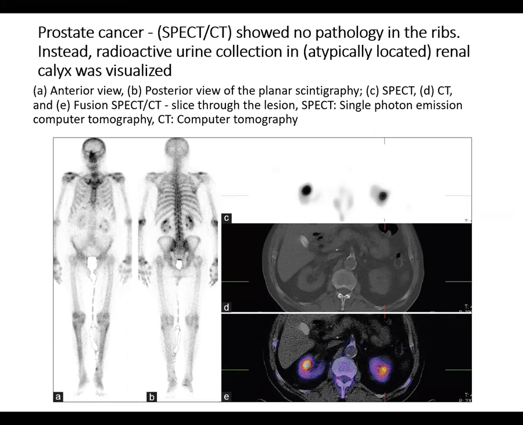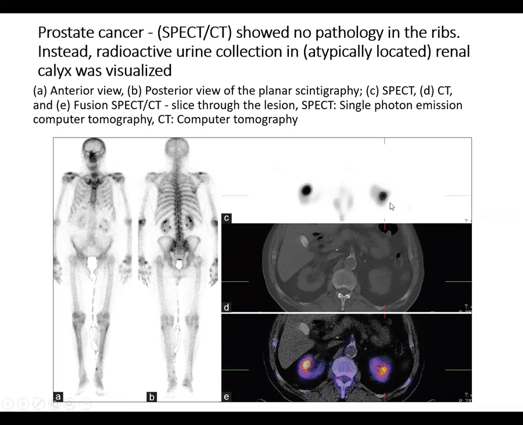Another example of the fusion images, here it's the example of prostate cancer metastasis in the skeleton. We can see abnormal increased accumulation foci in the ribs and clavicles, radioactive urine collection, and atypical renal calyx is visualized. This is anterior view, this is posterior view of the planar scintigraphy, and this is the SPECT image shown here.